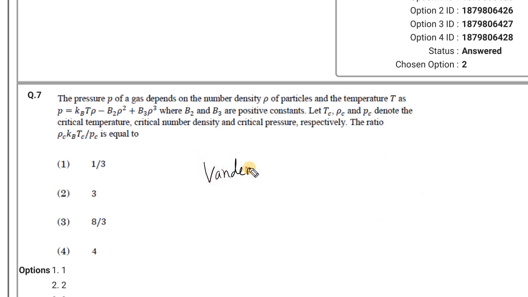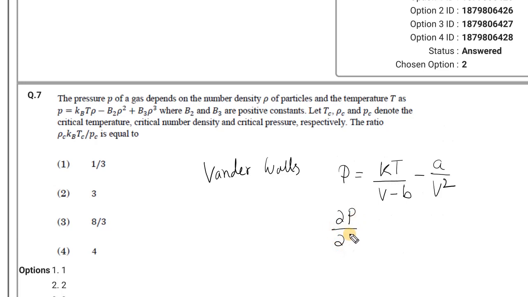In van der Waals, that was P equals kT by (V minus b) minus a by V squared, kind of thing. You set del P by del V equals 0, and del squared P by del V squared equals 0 in the PV diagram. Then you got all these things, right? The critical coefficients.